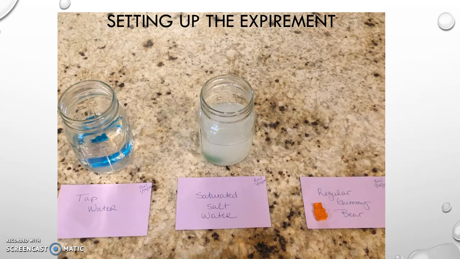Setting up the experiment. To set up the experiment, first I chose 3 regular gummy bears. I then filled 2 mason jars partway with tap water, and I placed 1 gummy bear in the tap water. I then made a saturated salt water solution with the other glass of water. To do this, I continued to add salt to the tap water and stirred until the salt was completely dissolved. I repeated this process until the salt was no longer dissolved in the water, creating a saturated saltwater solution. I then placed a gummy bear in that solution.